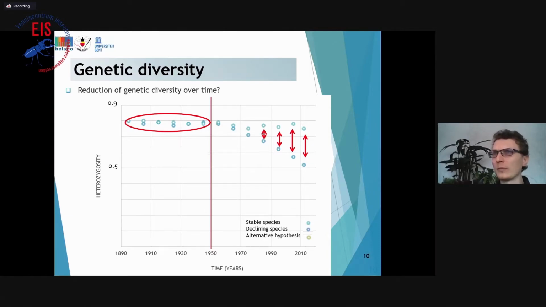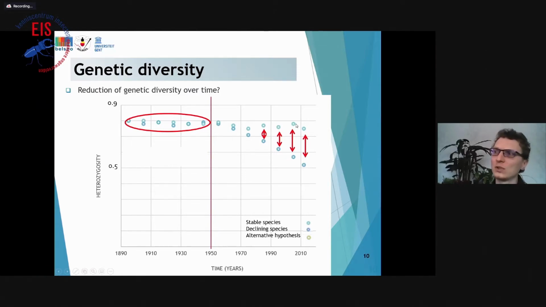There's also that genetic diversity levels within different species, the stable species that are more commonly present, show higher genetic diversity levels than declining species. And the hypothesis was made that this lower genetic diversity in the declining species was due to a reduction of genetic diversity caused by the general drivers of bee decline, which certainly in Belgium started around the 1950s due to the agricultural intensification. So there's a drop over time of genetic diversity in these declining species.